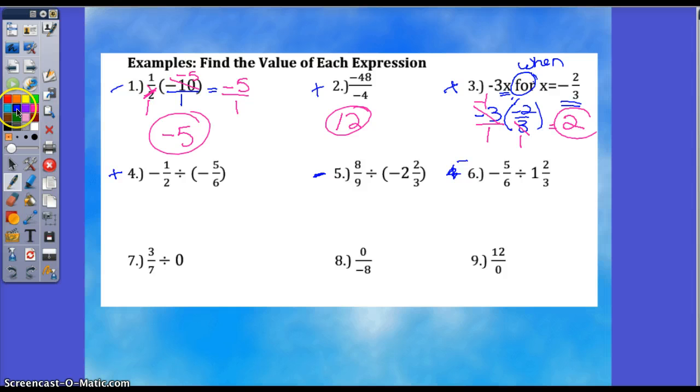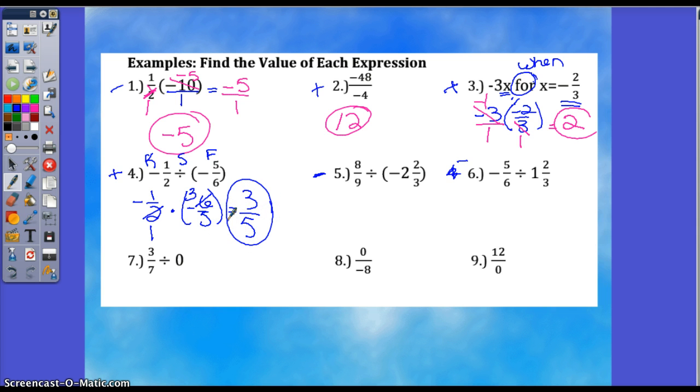Now remember, with your division, 3 little words: keep it, switch it, flip it. So I'm going to keep my negative 1/2, switch it to multiplication, and flip it to negative 6/5. I know my answer is going to be positive, and I see some cross simplification. 2 and the 6. 2 divided by 2 is 1. 6 divided by 2 is 3. 1 times 3 is 3. 1 times 5 is 5, and my answer is positive. Before I can do keep, switch, flip here, I need to make this improper.